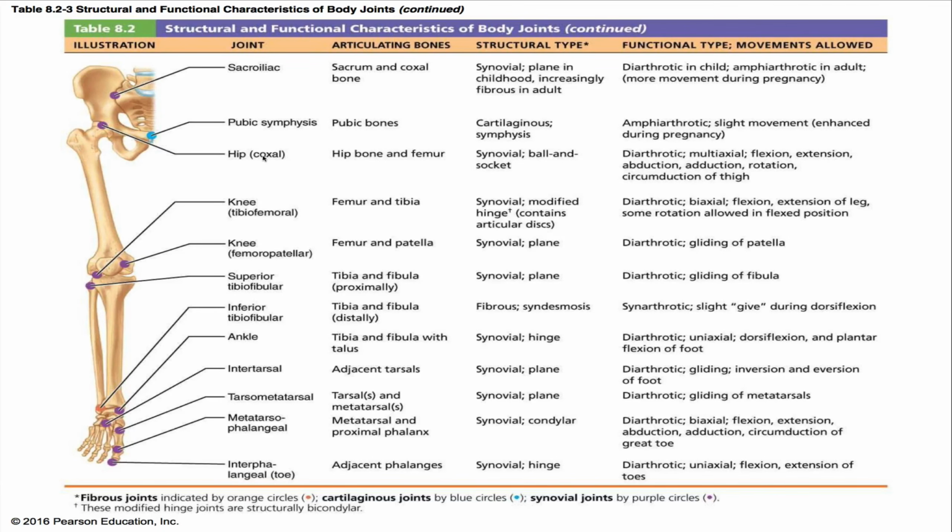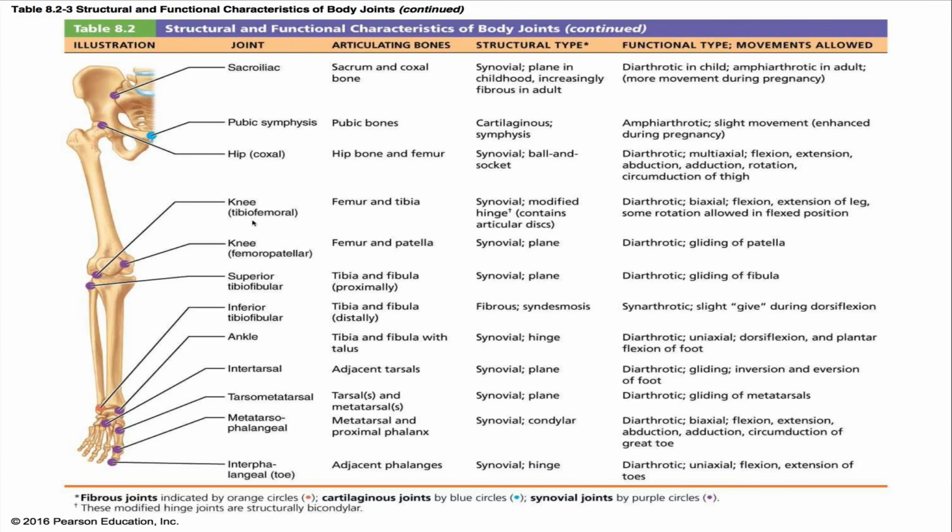You have your coxal bone over here, okay, your hip joint, and what you have is the hip bone, and remember specifically you're talking about your acetabulum and the head of the femur. So this is a synovial joint. It's a ball and socket joint. It's diarthrotic, multiaxial, allowing flexion, extension, abduction, adduction, rotation, and circumduction of your thighs.